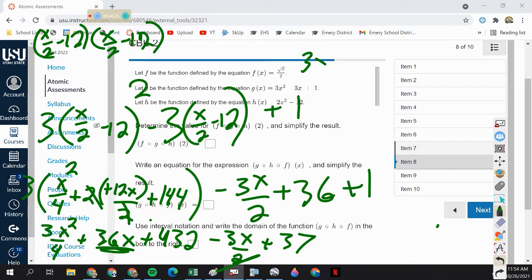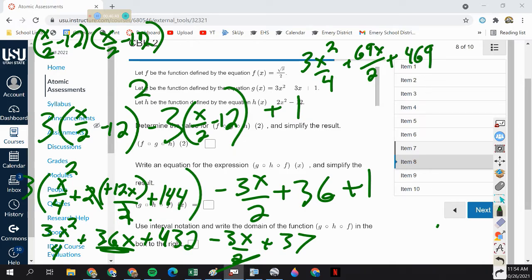So 3x squared over 4, that's 72 minus 3 would be 69x over 2 plus 469.